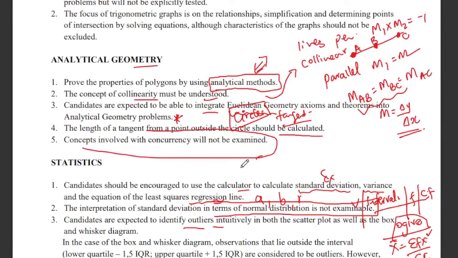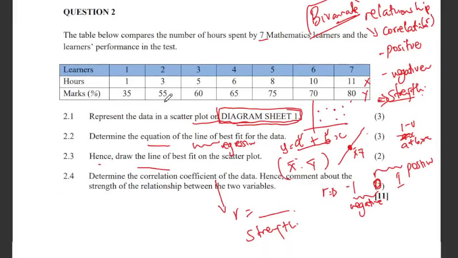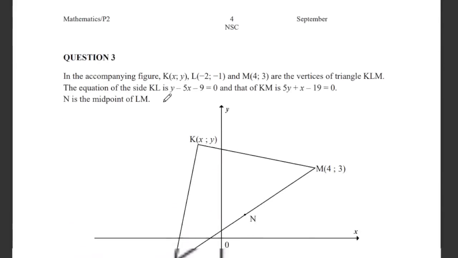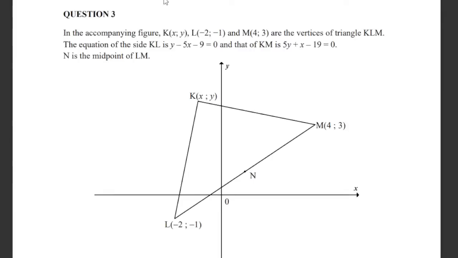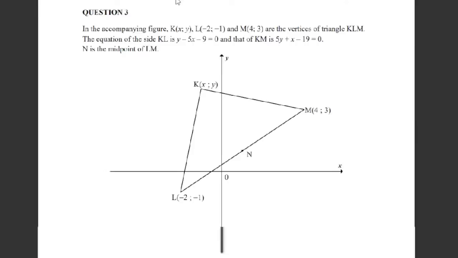So that is fine. Let's look at the sample questions under analytical. We said it's carrying quite a lot of marks, okay? When you look at question 3, they are telling us that in this figure, we have the coordinates of K, which is X, Y, L is that, and then M is that. These are vertices of a triangle. And then they gave us the equation of KL, then they also gave us the equation of KM. And then they are telling us that N is a midpoint.